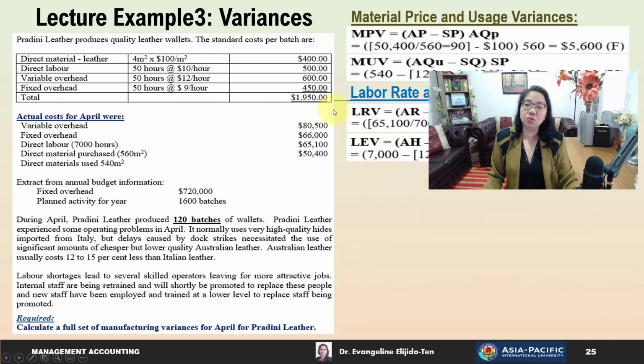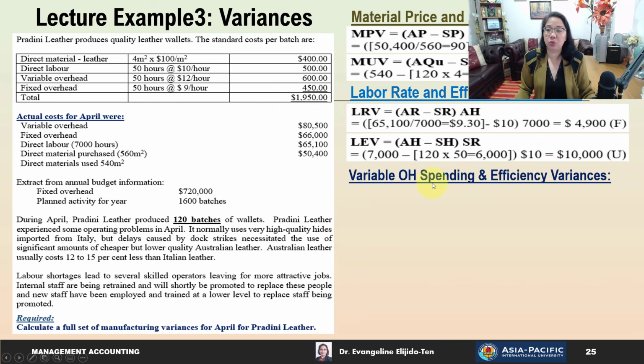Let's move on now to the variable overhead spending and efficiency variance. So the variable overhead spending variance is similar to your rate variance or price variance.